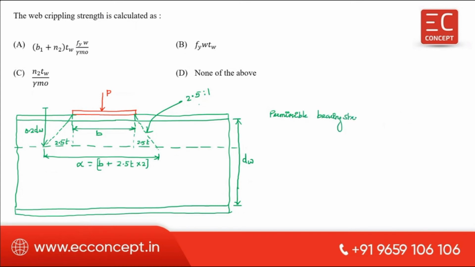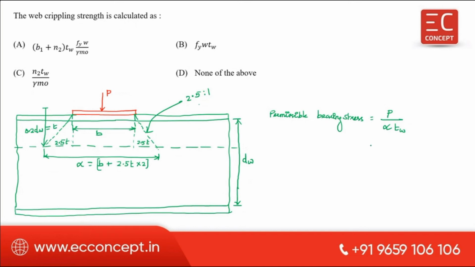Permissible bearing stress is equal to the total load P divided by alpha into thickness of the web. Therefore, this is 0.2, which I can take as T. For this T only, we are taking 2.5 into this depth T.